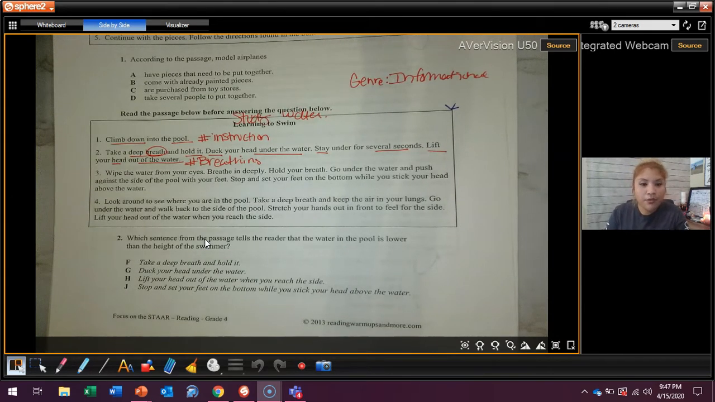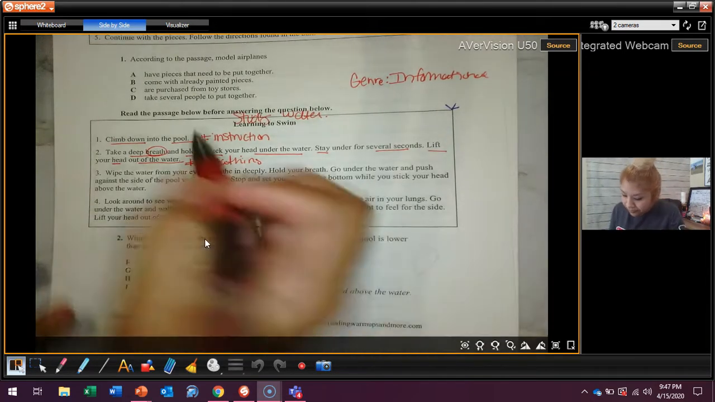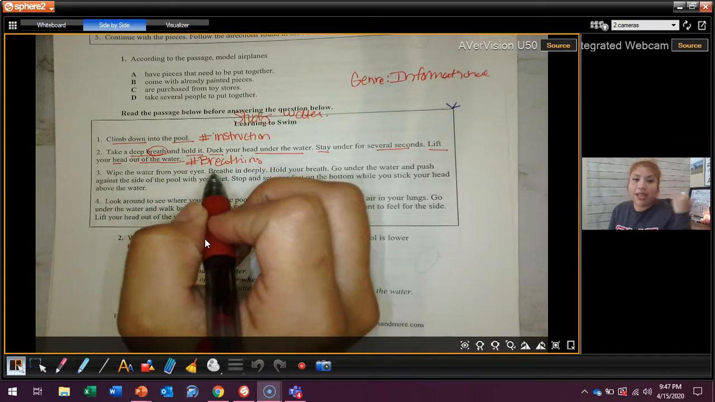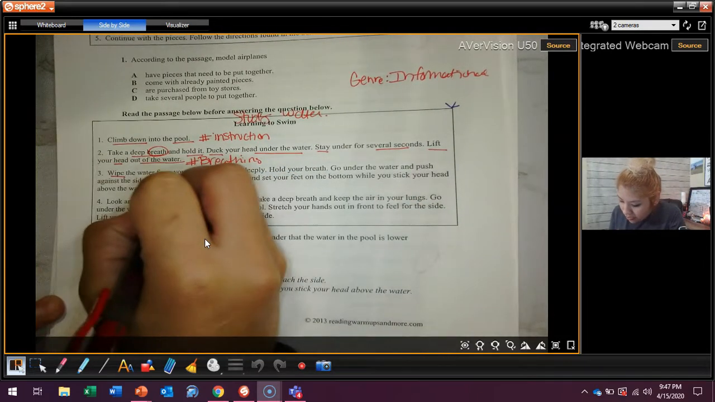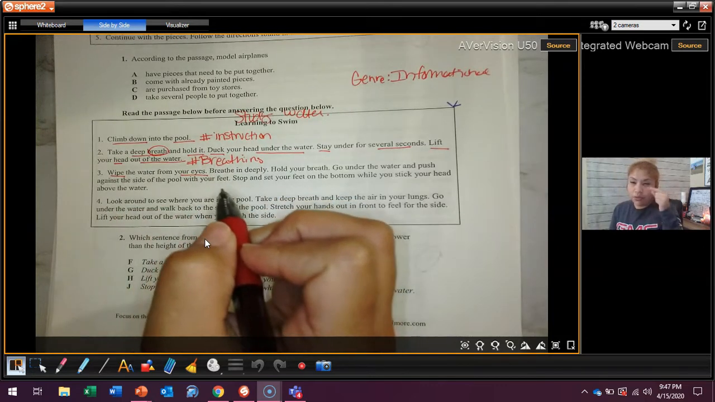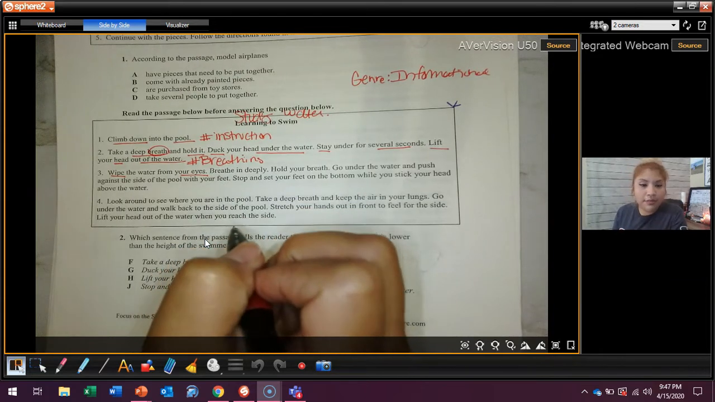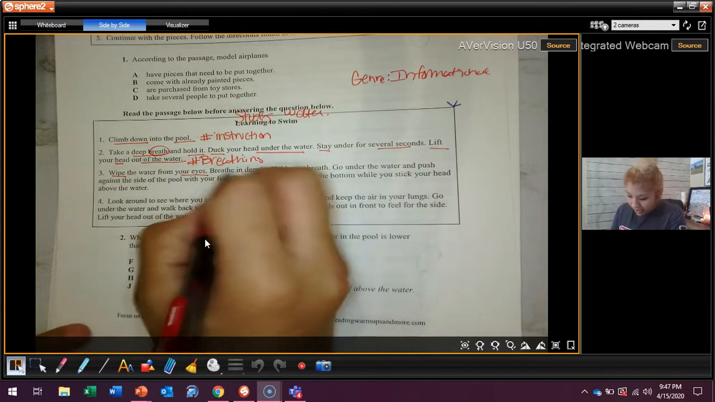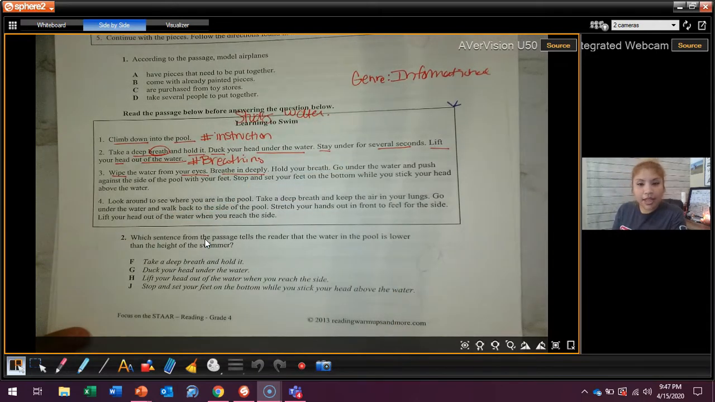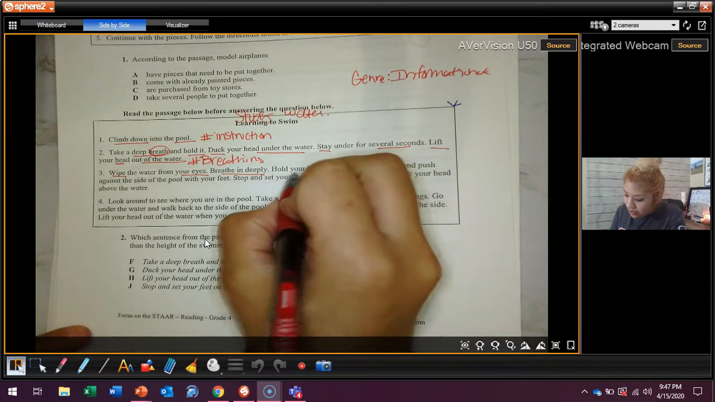Wipe the water from your eyes. Breathe in deeply. Hold your breath, go under in the water, and push against the side of the pool with your feet. Stop and set your feet at the bottom wall. You stick your head above the water. Okay, so this one is telling me to do what? Once I get out of the water, or I lift my head out of the water, I must wipe the water from my eyes, because you know how when you go to a pool, they burn because of all the chlorine that it has. So they're telling you to first wipe your eyes. Then I breathe in deeply. And then I do what? I hold my breath again.